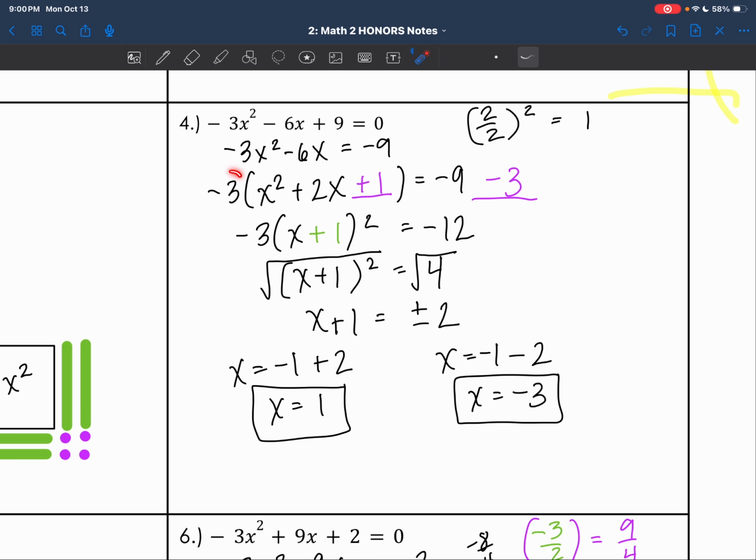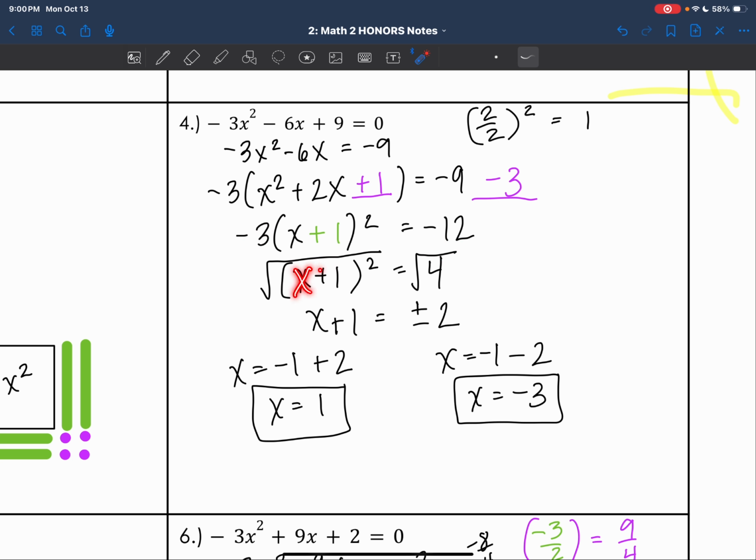But remember, it's really negative 3 times plus 1, so that's why I put negative 3 here. Because you've got to keep it balanced, because it's not really 1, it's a 1 times negative 3. Now that I've got this, we already made x plus 1. When we did this, we got 1 right there. So now, divide both sides by negative 3.